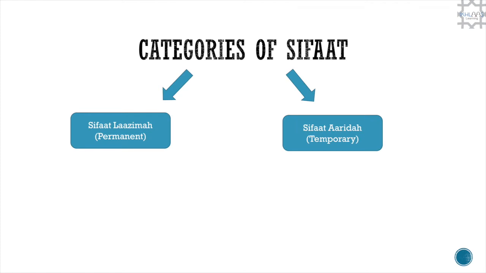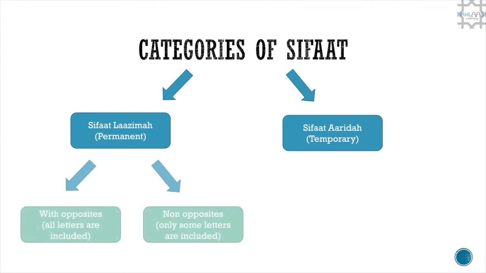There are two categories of Sifaat: Sifaat Lazima and Sifaat Arida. Sifaat Lazima comes in two further categories: Sifaat Lazima with opposites where all the letters are included, and Sifaat Lazima with non-opposites where only some letters are included. Sifaat Arida we have covered previously.